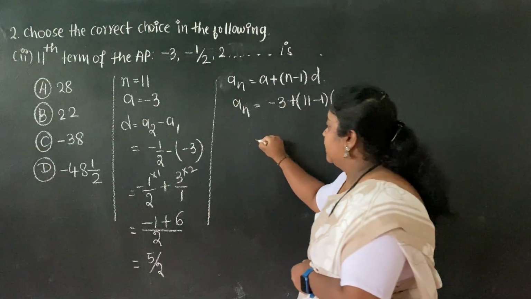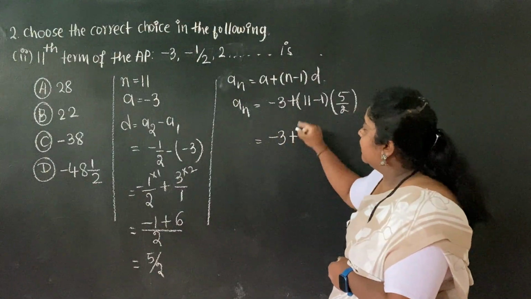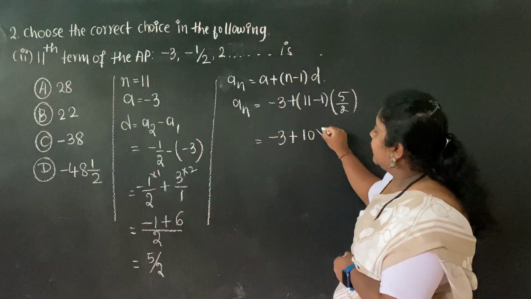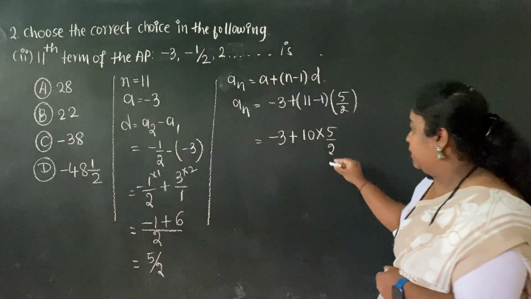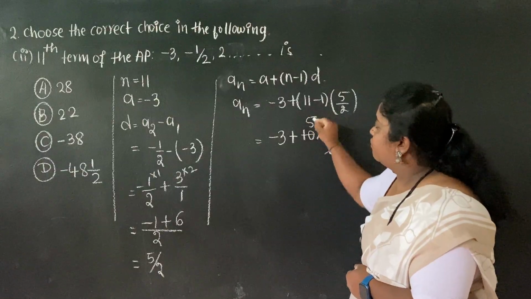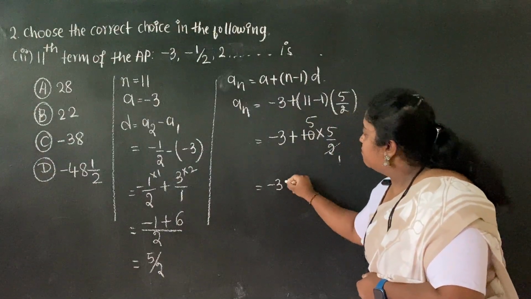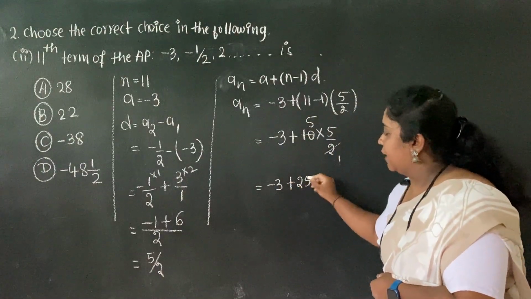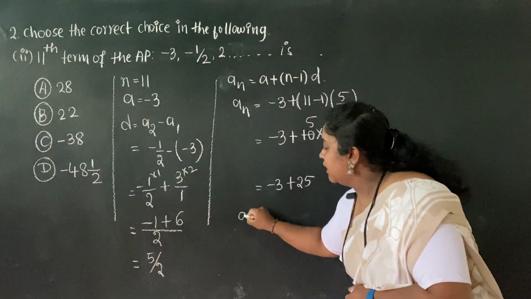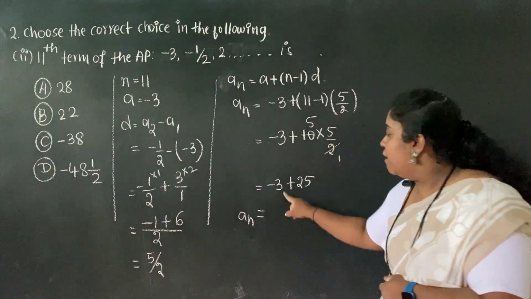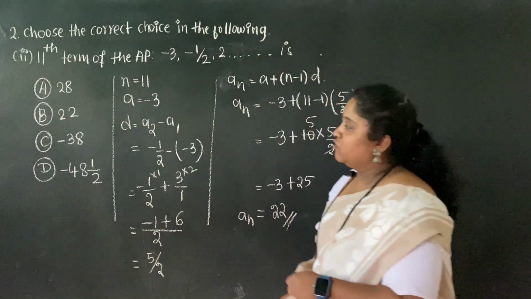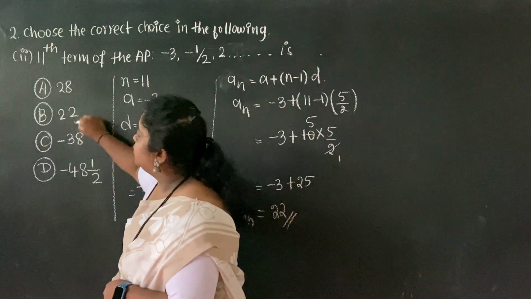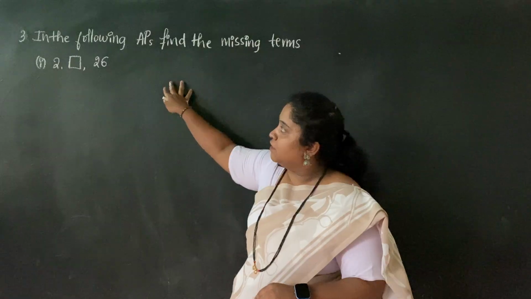Fine. Now see here, minus 3 plus 11 minus 1 is 10 into 5 by 2, because the bracket itself indicates that it is a multiplication. 2 ones are 2, 2 fives are 10. So dear, you just see here, minus 3 plus 25. What is the AN value I'll be having, my dears? Minus 3 plus 25 is nothing but 22. So which is the option that I have? 22. Option B, 22.